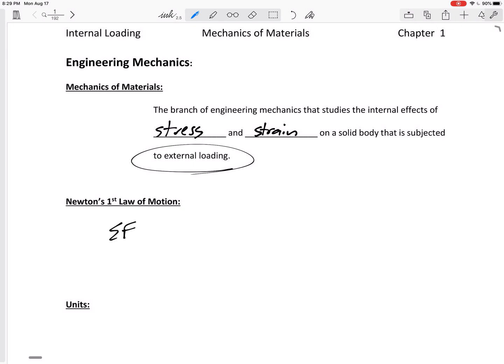Newton's first law of motion: an object at rest stays at rest, an object in motion stays in motion unless being acted on by an outside force, right? Really just saying that if there's no acceleration, the sum of the forces is zero. We are still in static equilibrium. For all of these problems in mechanics of materials, it's not going to be moving or accelerating. These aren't going to be flying through the air. These are going to be stationary, static equilibrium.